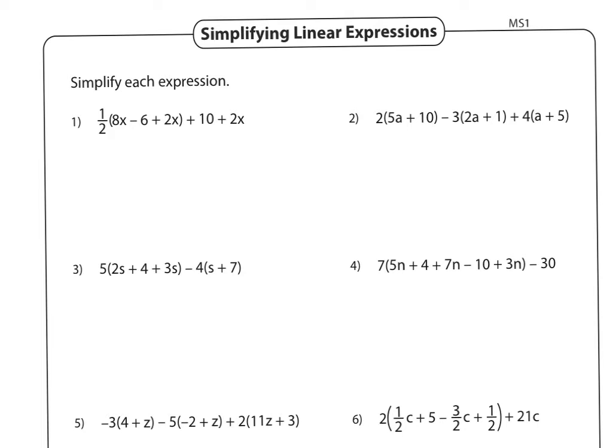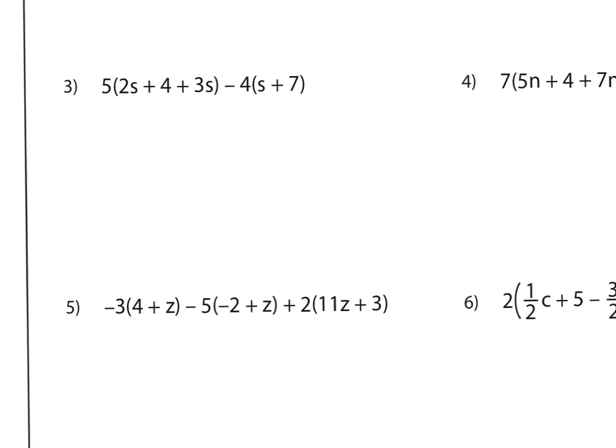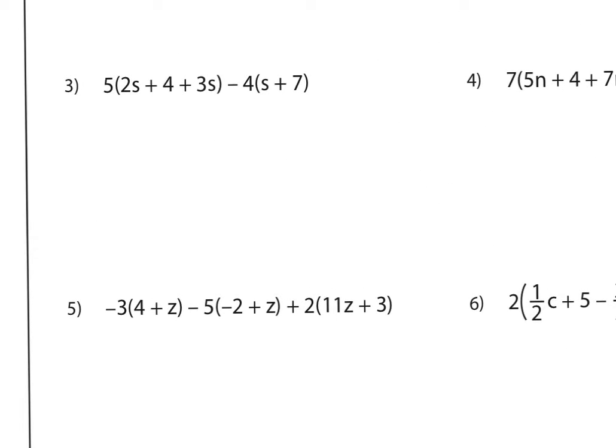All right, so in this video, we're going to learn how we simplify linear expressions. And we're going to start with number 3, right? We get 5 parentheses 2s plus 4 plus 3s minus 4 times parentheses s plus 7. So, first of all, we need to get rid of parentheses. We're going to use PEMDAS, so we need to solve inside the parentheses first.